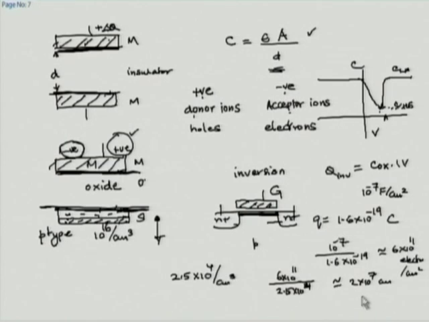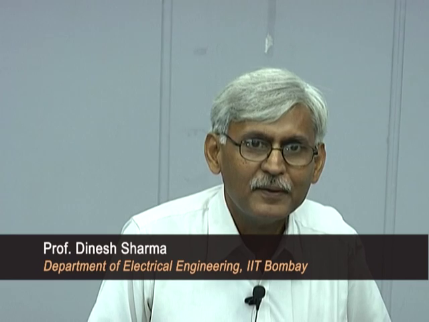Well, that is 2 into 10 to the power 5 meters, which is 200 kilometers. Obviously, my semiconductor is not 200 kilometers deep, 200 kilometers is from here to Pune nearly. My semiconductor is not that deep, and therefore, that many electrons are not easily available in this semiconductor. The question is, where will these electrons come from?